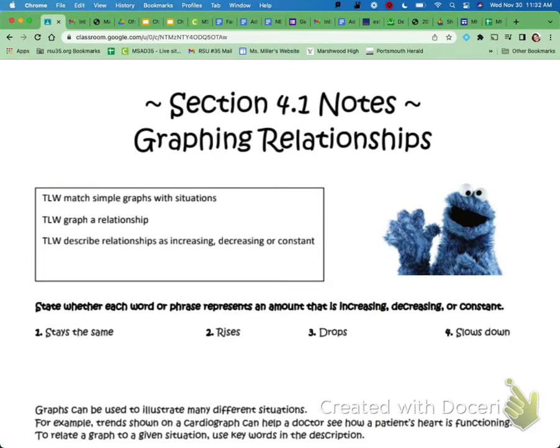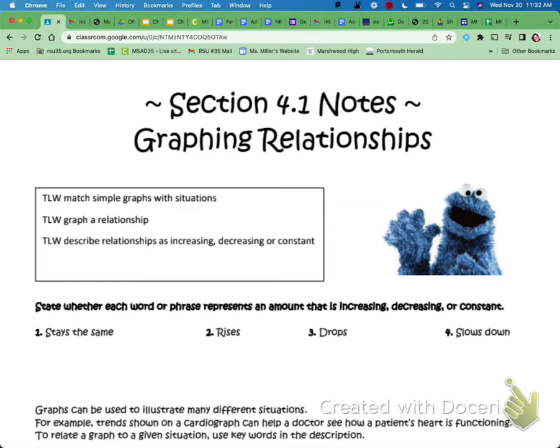Graphing relationships. So we're going to look at different relationships and the way that they are going to present themselves. For your homework, we talked about the difference of the speed of the car. If it's going up, it was getting faster. If it was going down, it was getting slower. If it was staying flat, it was staying at a constant speed.